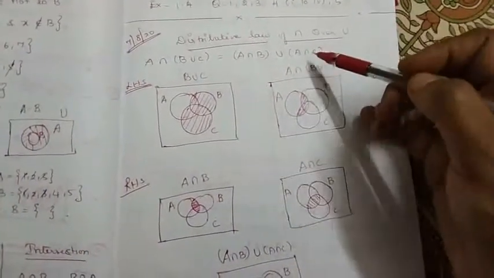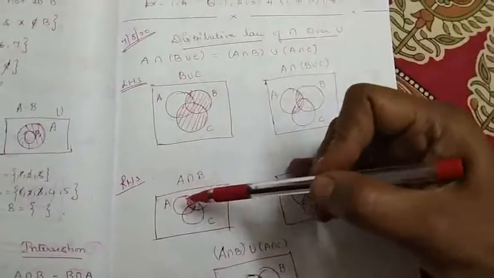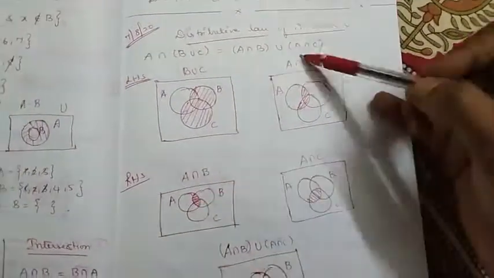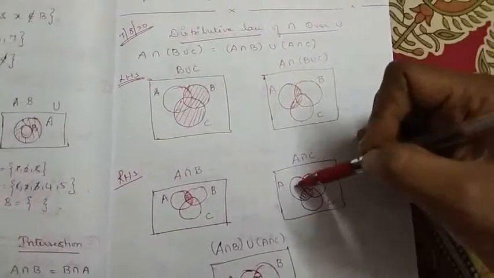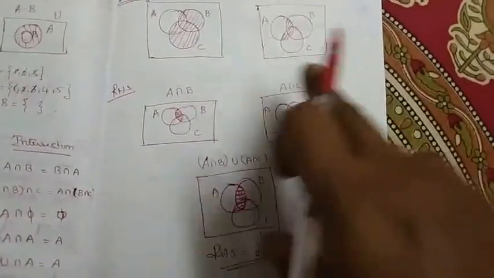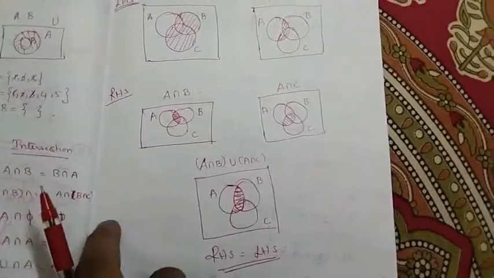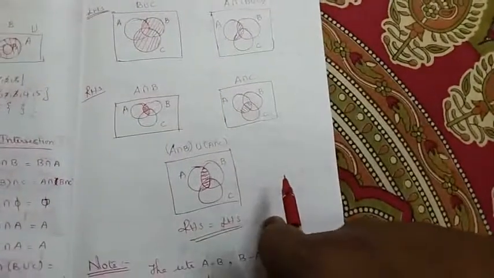Keep it aside. Now get back to the right hand side and first find what is A intersection B. We know the common region of A and B. A intersection C is the common region of A and C. Now (A intersection B) union (A intersection C). We have to shade this region as well as this region, right? And hence left hand side is equal to right hand side.